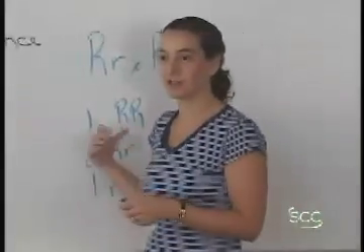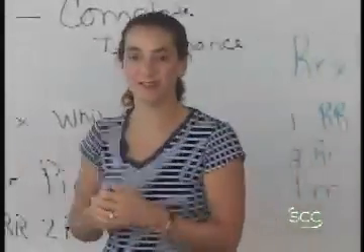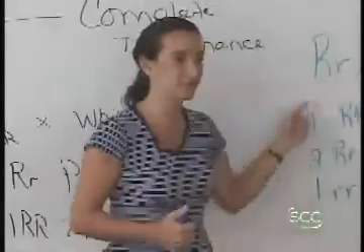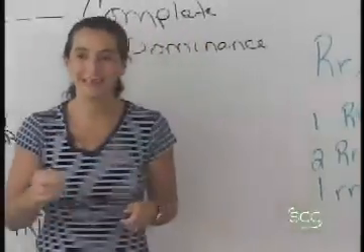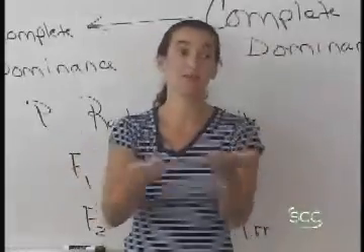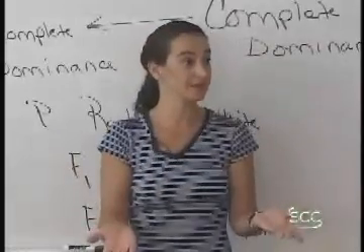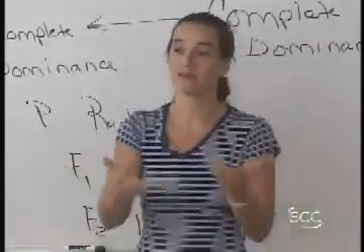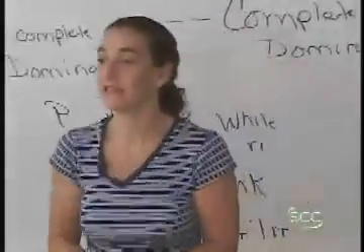So large families work out well when you're trying to do pedigrees and things like that. You can see all these differences. But that's incomplete dominance. Incomplete dominance is a blending. Curly and straight makes wavy. That makes sense. Red and white makes pink. That makes sense. That's incomplete dominance.